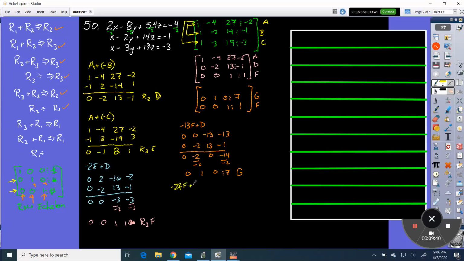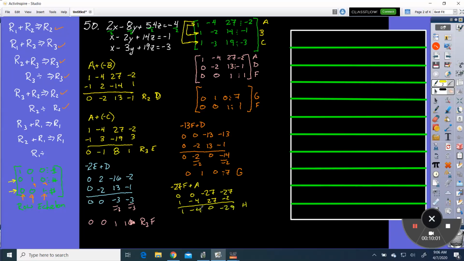So negative 27F plus A. So that's going to be 0, 0, negative 27, negative 27. Now A is 1, negative 4, 27, negative 2. So that's 1, negative 4, 0, negative 29. We'll call that H.